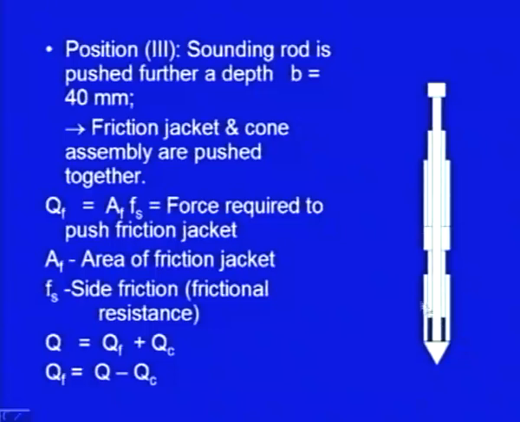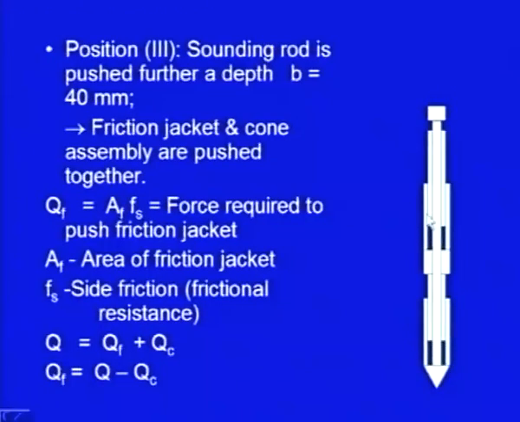Now, come to the third step. Let me explain what you do in the third step first. This sounding rod is further pushed for a distance B, which is again 40 millimeter, and this time the friction jacket and cone assembly both move. So, this will also be moving, this will also be moving, you can say this. So, here the cone assembly as well as friction jacket both are moving. Let me show it once again. This was the initial position and now it has moved this way.